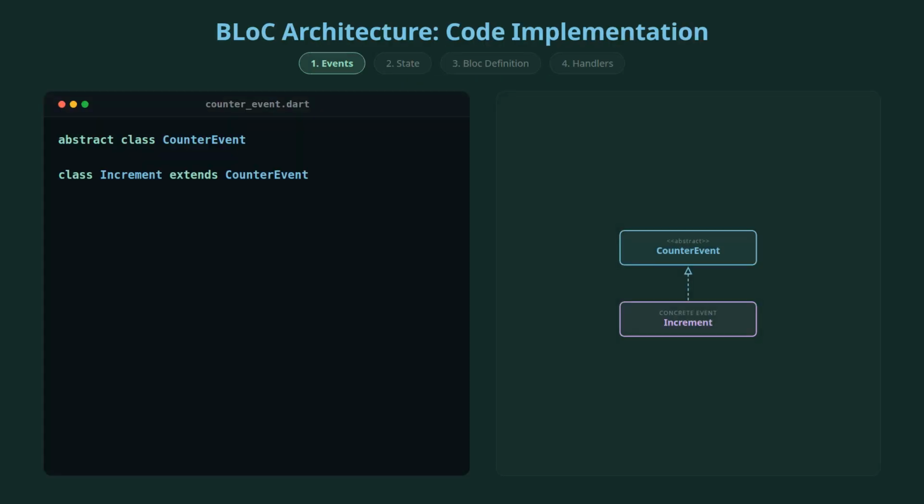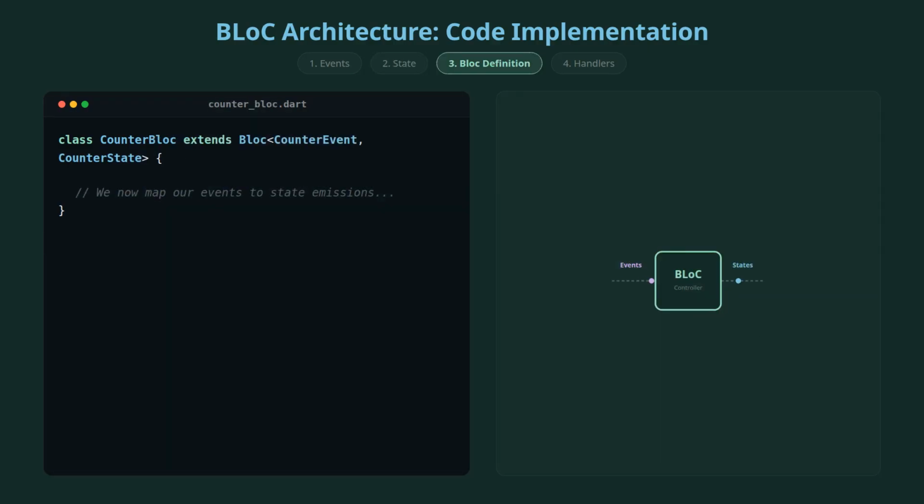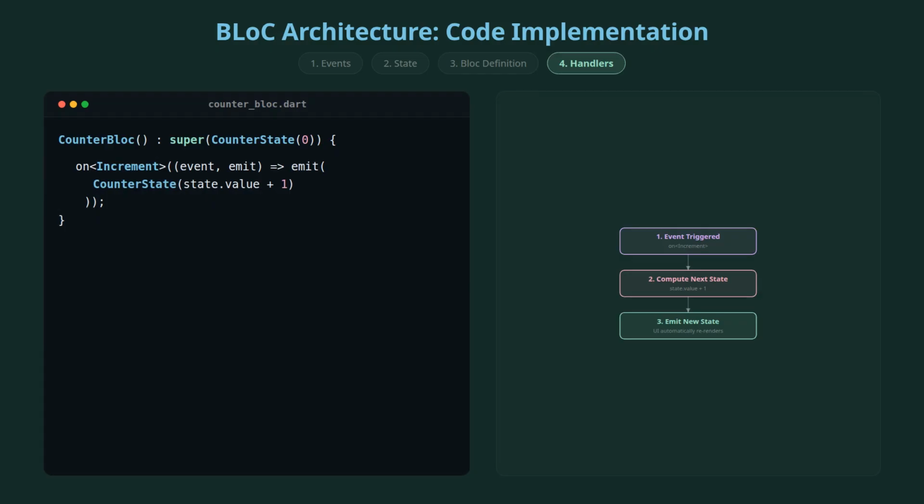Let's look at how this translates into actual Dart code using the popular flutter_bloc package by Felix Angelov. We start by defining an abstract event class, like CounterEvent, with concrete classes like Increment and Decrement. Next, we define our CounterState class, which holds our immutable integer value. Finally, we write our CounterBloc class, extending the base Bloc from the package. In the constructor, we register our event handlers using the on<Event> API. Every time an increment event is detected, our handler emits a new state with the incremented value, guaranteeing that state transitions are explicit and predictable.